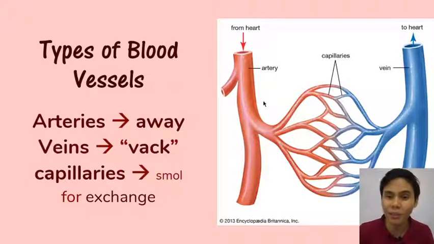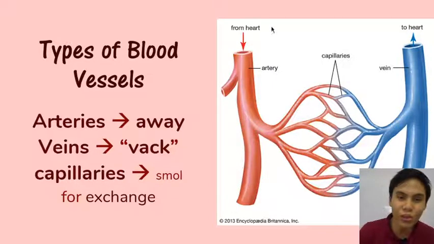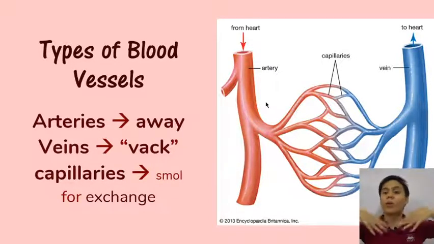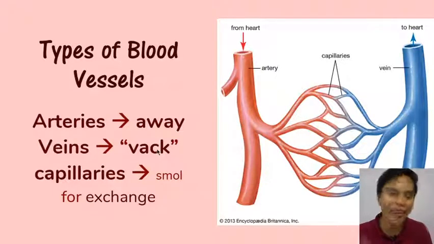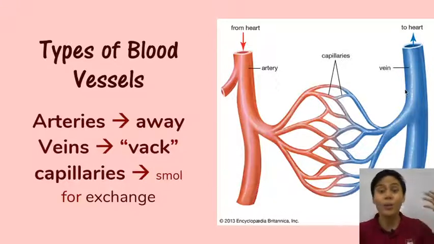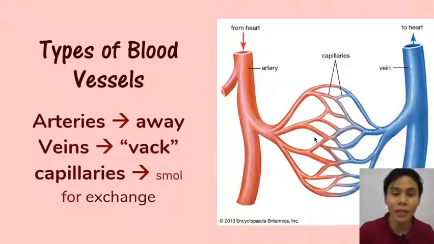Again, your arteries, symbolized here by red big vessels, take blood away from the heart, towards the body or towards wherever it needs to go, while your veins take blood back to the heart. So generally, all veins take blood back to the heart. In the middle of arteries and veins, the third type of blood vessel is the capillaries. They are composed of capillary beds, and they are very small.